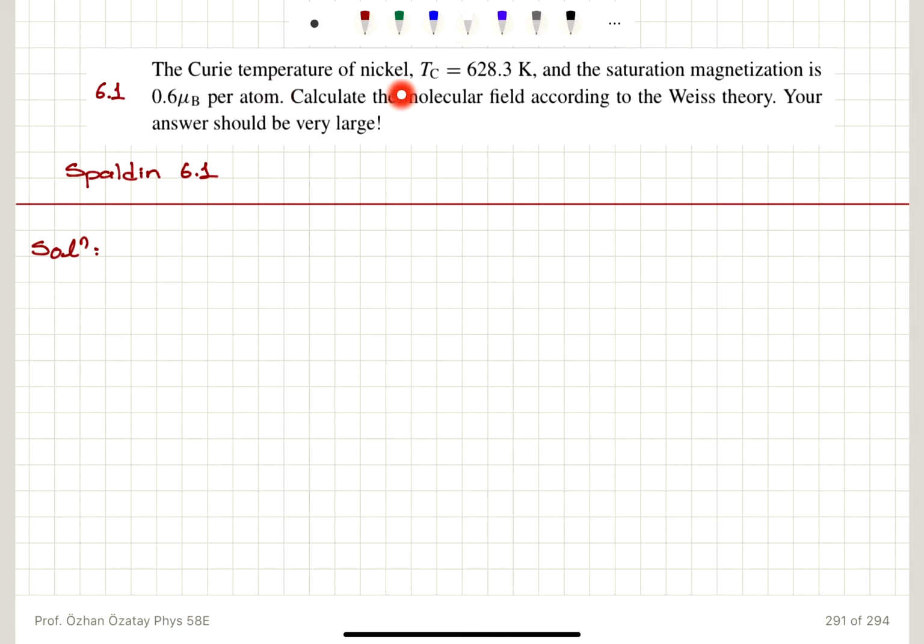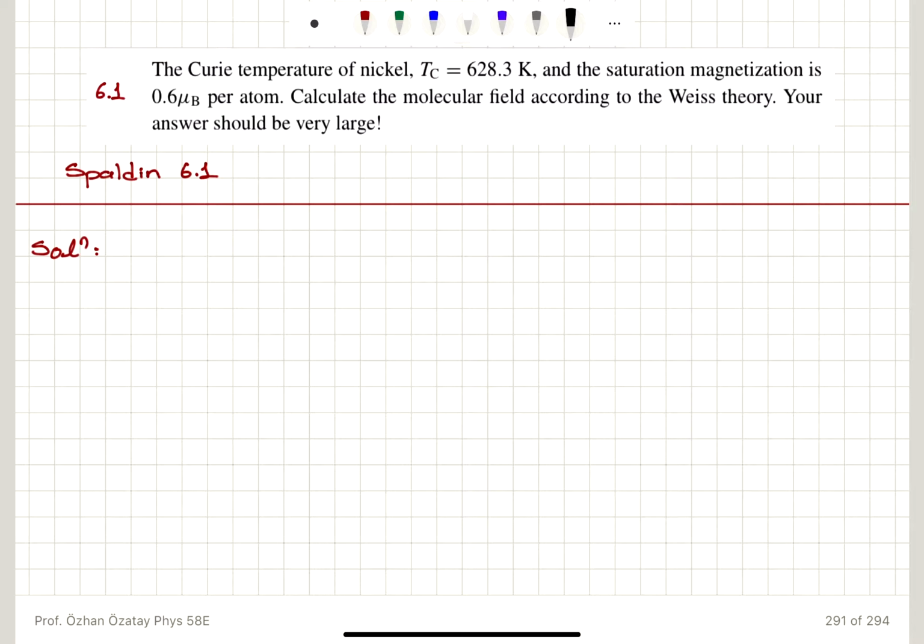The Curie temperature of nickel is 628.3 Kelvin and the saturation magnetization is 0.6 Bohr magneton per atom. Calculate the molecular field according to the Weiss theory. Your answer should be very large.